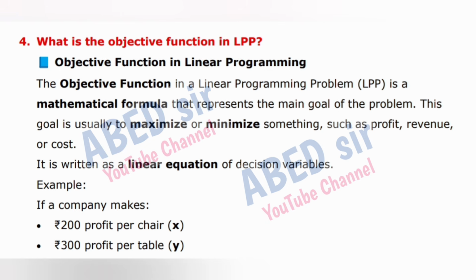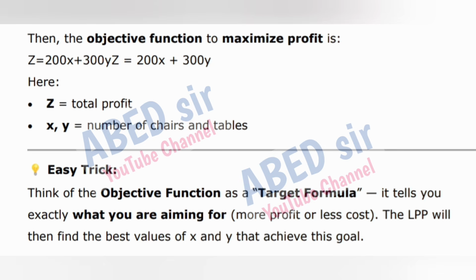Example: if a company makes 200 rupees profit per chair and 300 rupees profit per table, then the objective function to maximize profit is Z = 200x + 300y. Here, Z is equal to total profit, and x, y are equal to the number of chairs and tables.